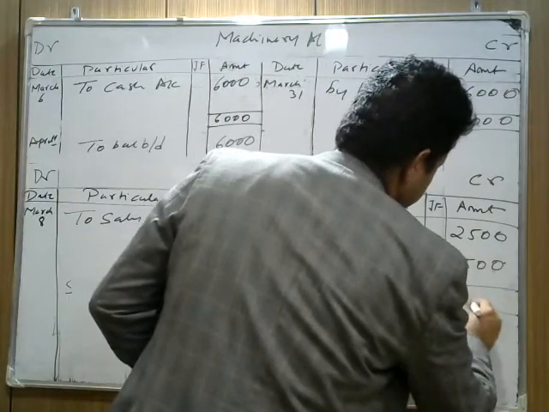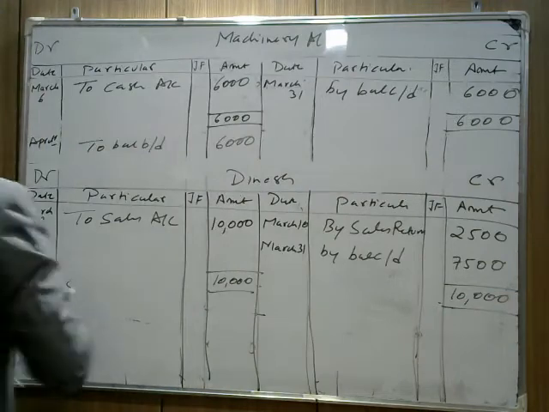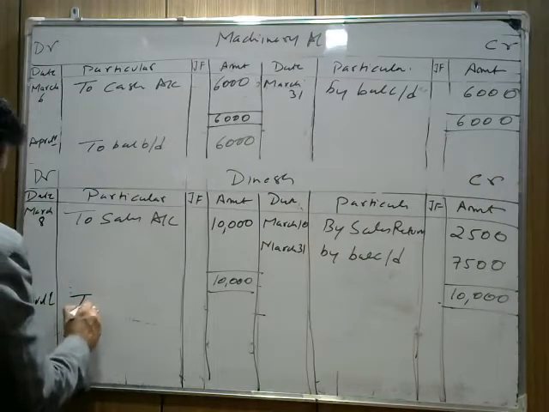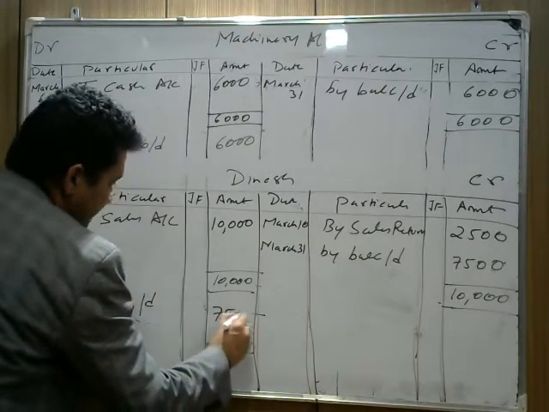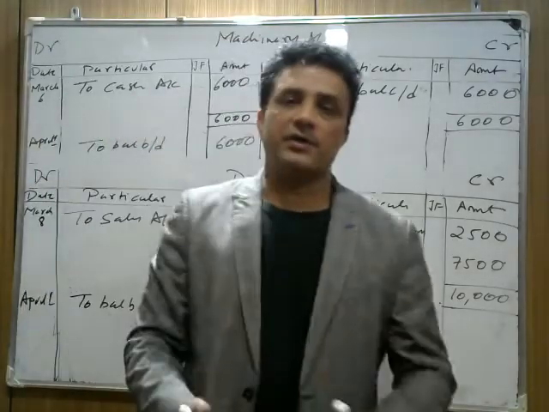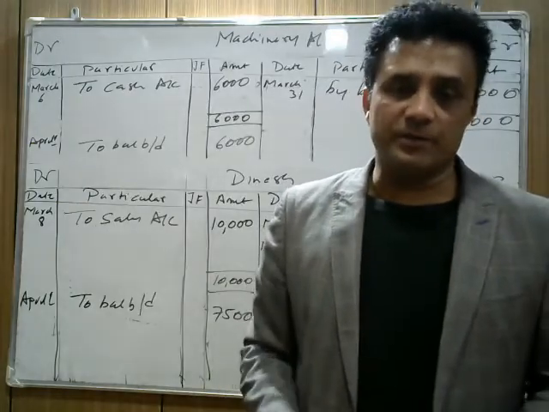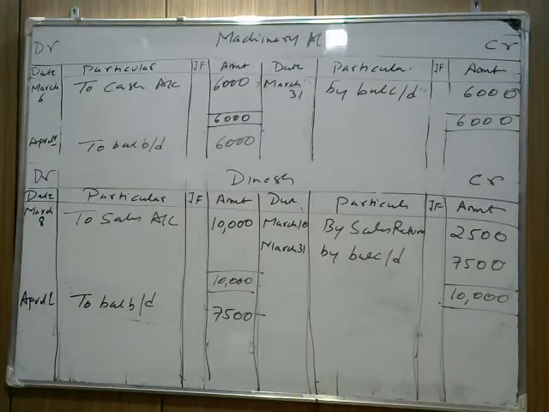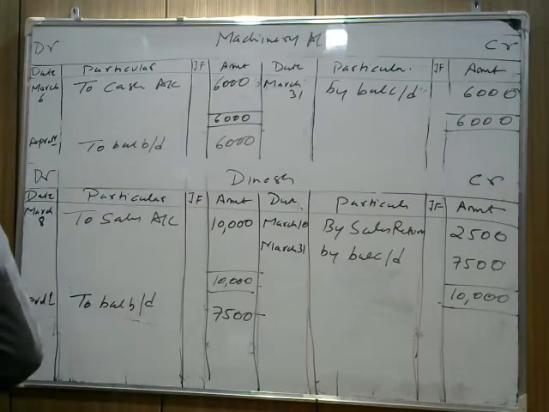10,000. And what is the closing for last year? It is the opening for the next month. We write April 1st to balance b/d, and it's coming 7,500. It means still from Dinesh we have to receive 7,500. So Dinesh से हमें पैसा लेना है. He is a debtor, and all assets are debited. Debtor is an asset for us. We write on the debit side, all assets are debited. So we simply write over here 7,500 from Dinesh.